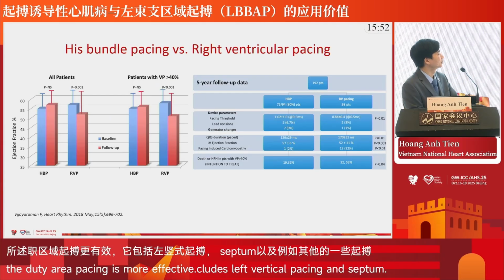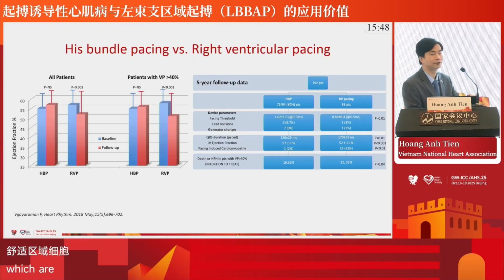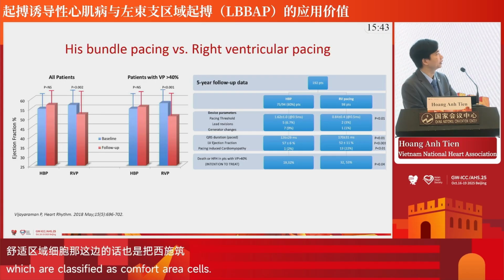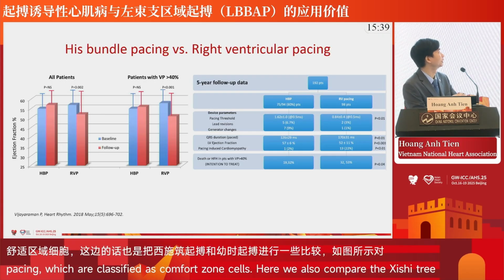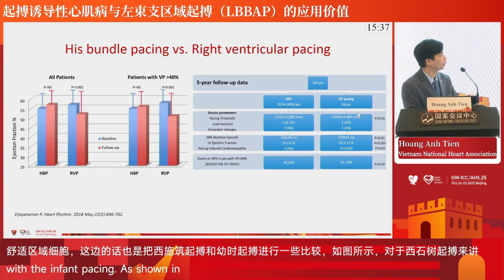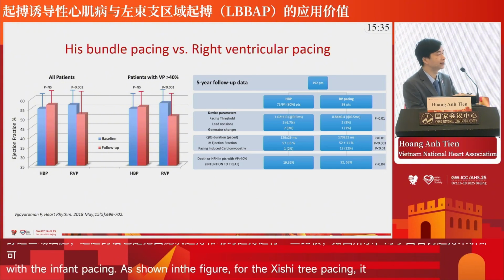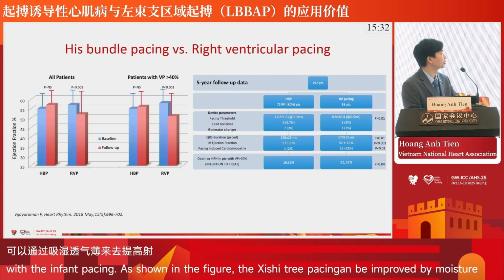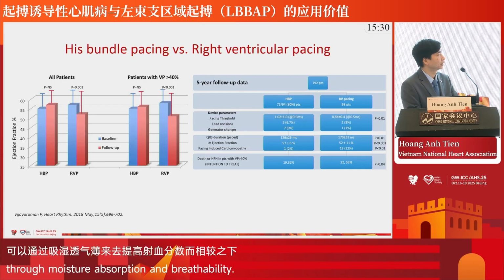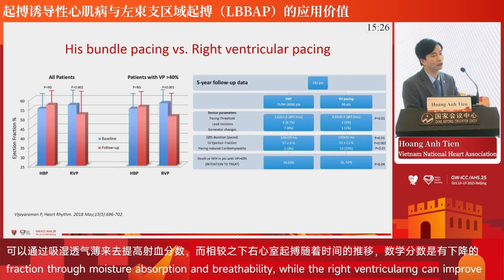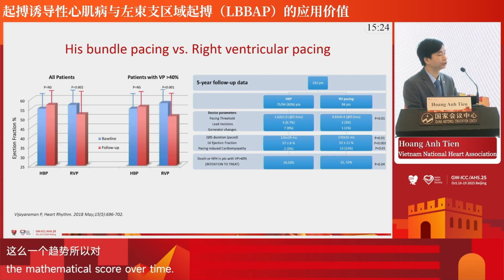And here's a study that compares His bundle pacing and right ventricular pacing. As you see in the figure, in patients with His bundle pacing, the ejection fraction increases, while with right ventricular pacing the ejection fraction decreases over time. In patients with ventricular pacing, about 40% will have reduced left ventricular ejection fraction.